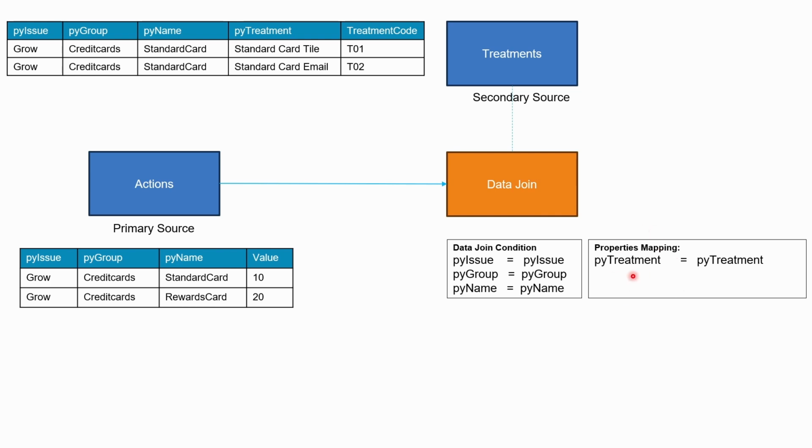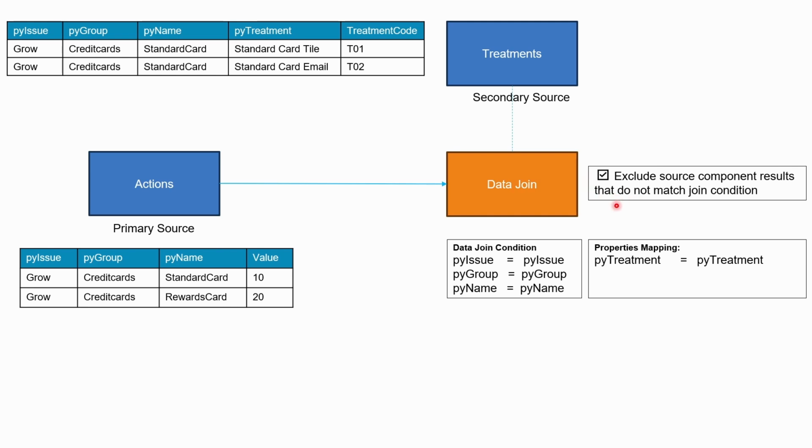Now we will have something called properties mapping. Whenever the condition becomes true, we have to map the properties from the secondary source to the primary source. It will not happen automatically. So now we are mapping pyTreatment from the secondary source to the primary source. But we are not mapping the treatment code, which is also from the secondary source. We are only mapping pyTreatment, right?